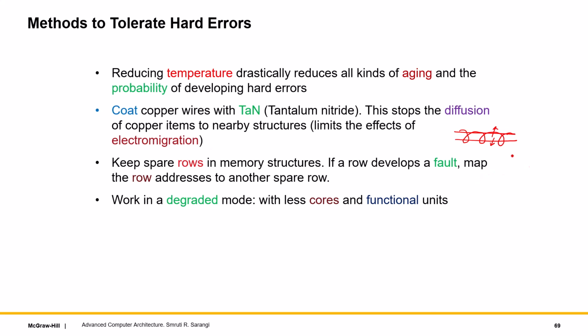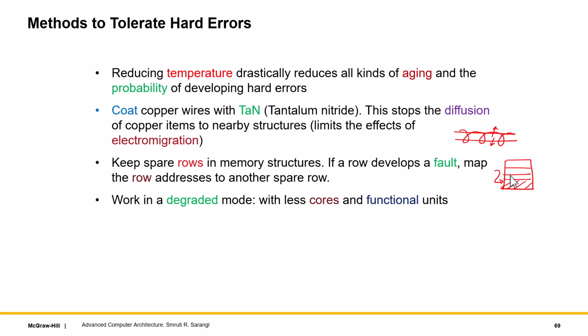Other is that in the memory, you keep a few additional rows which are otherwise unmapped. But let's say these three rows are mapped, but this row is not mapped. If any one of the rows develops a fault, then you have a smart decoder which will remap this address to over here, such that the backup row will have the data for the original row, because the original row is out of service. It developed a fault. You decommission it, so something like virtual memory, you remap it to another row.